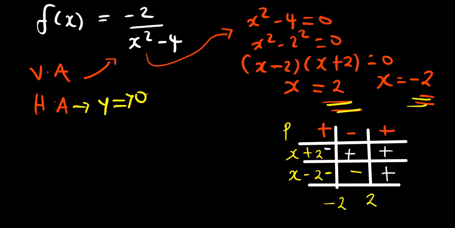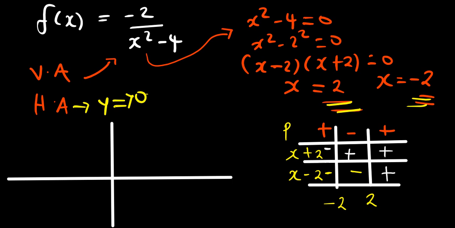How are you now going to graph this inequality or rational function? Okay, let's say this, we have got this and we've got that.